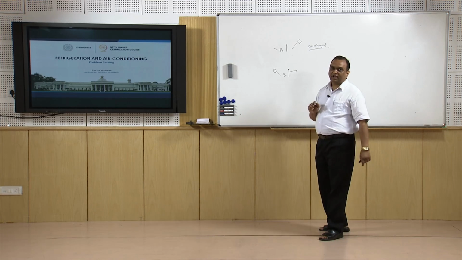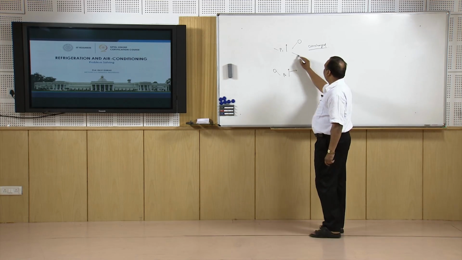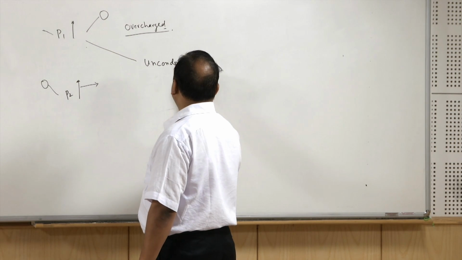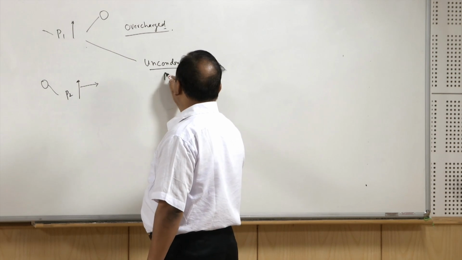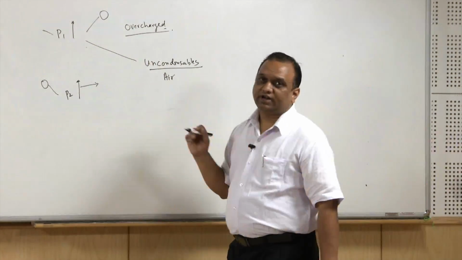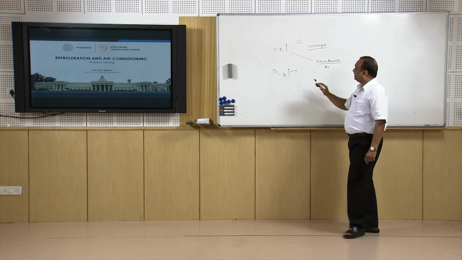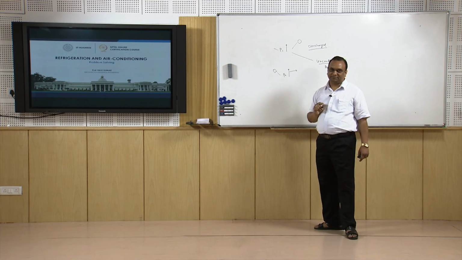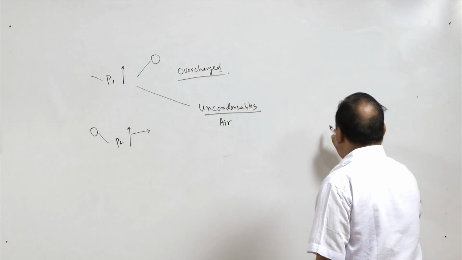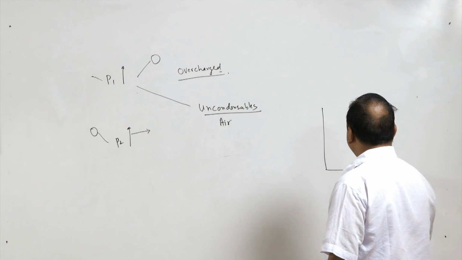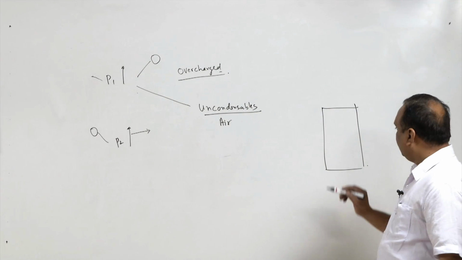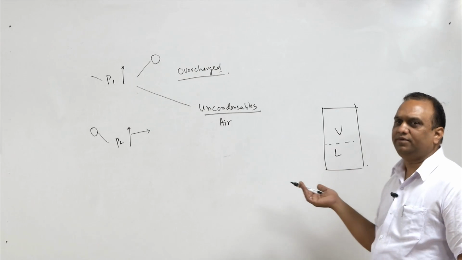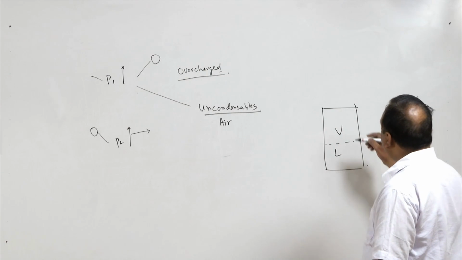Another reason for this high pressure can be the presence of uncondensables, or the presence of air. If air is mixed with the refrigerant, the saturation pressure of the refrigerant plus the partial pressure of air will be the total pressure inside the system. I will give you an example. Suppose you take refrigerant in a vessel, a mixture of liquid and vapor, saturated refrigerant at room temperature. Now, it is mixed with air also.